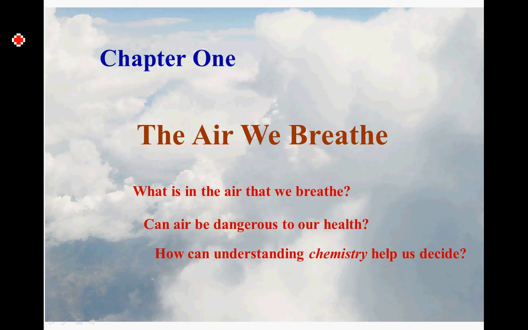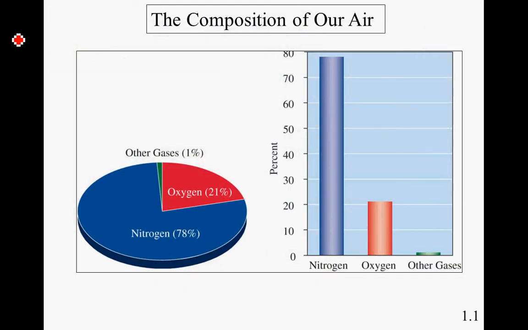In this chapter, we are going to be discussing the contents of the air around us. We will discuss mixtures and the different components of the air. Then we will talk about the pollutants and the air quality. We will then relate this to atoms and molecules and chemical reactions. Let's take a look at these charts.